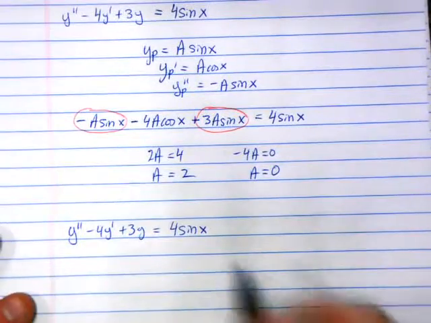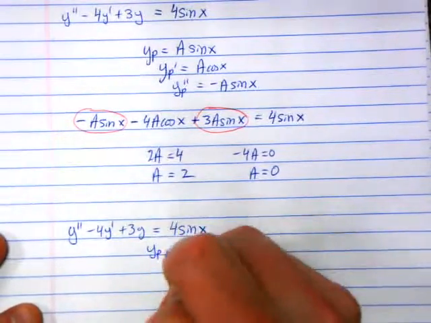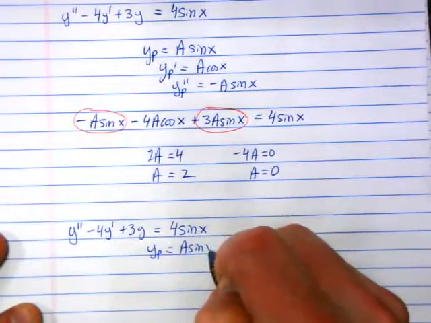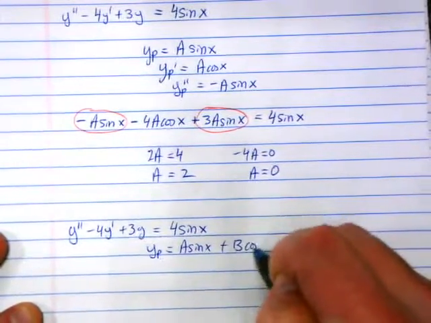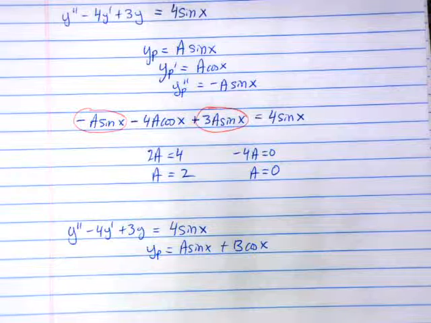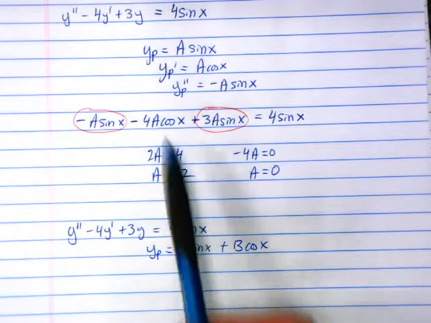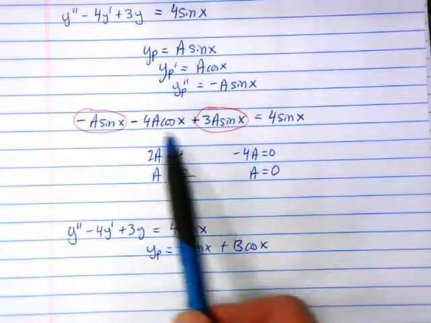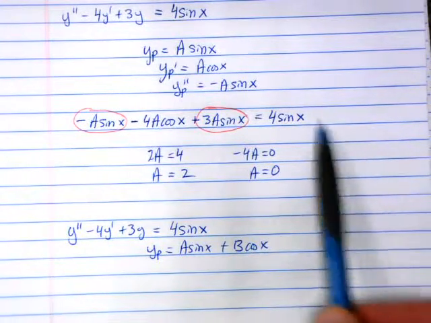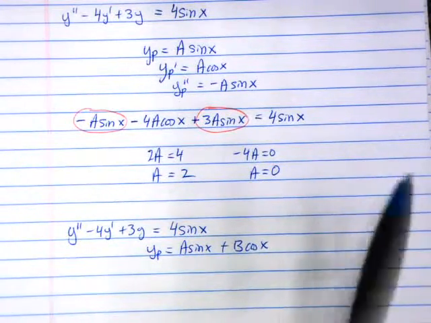So the correct guess is, sines and cosines come in pairs. So the correct guess is y sub p should be a sine x plus b cosine x. And you can kind of see up here what the problem was. The problem really was we ended up with this cosine and we didn't have anything to match it with. That's kind of why that crashed.